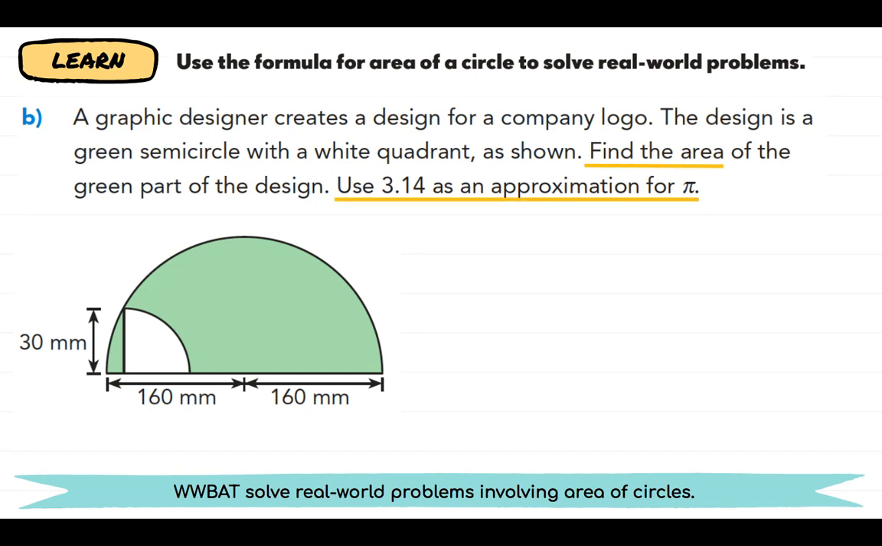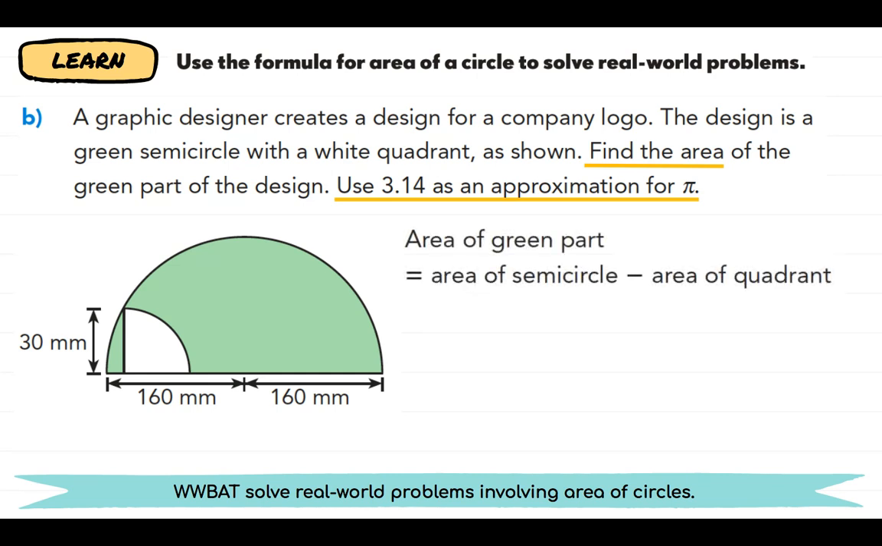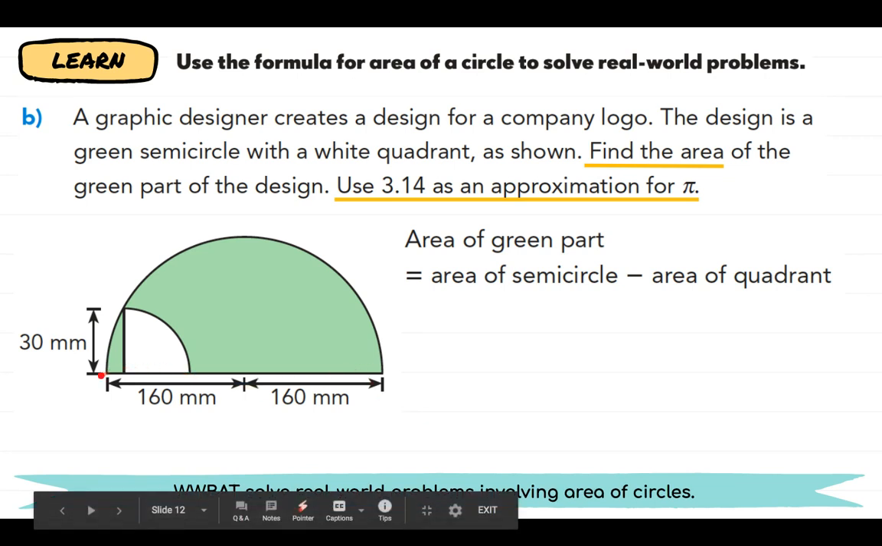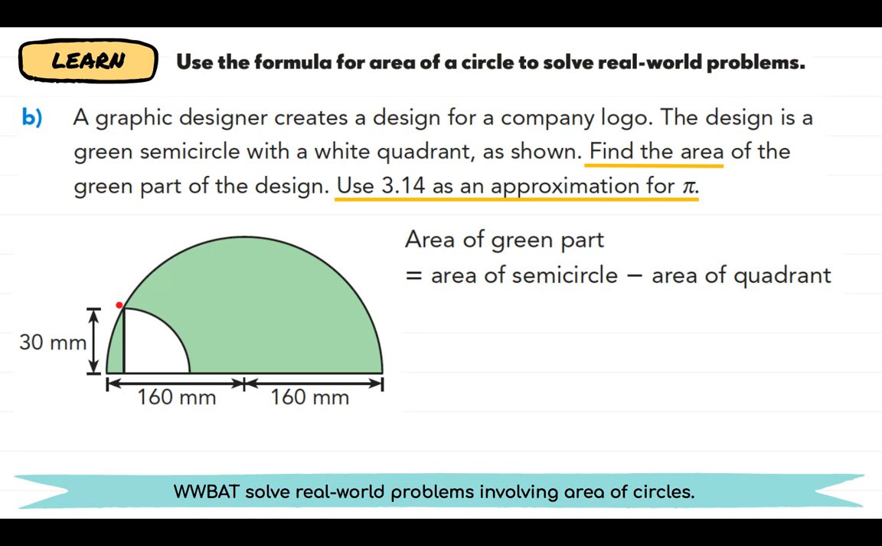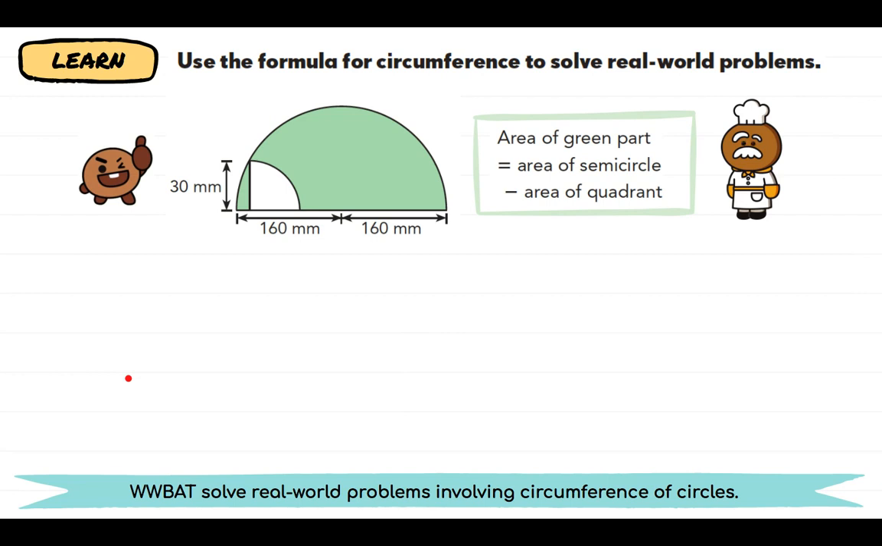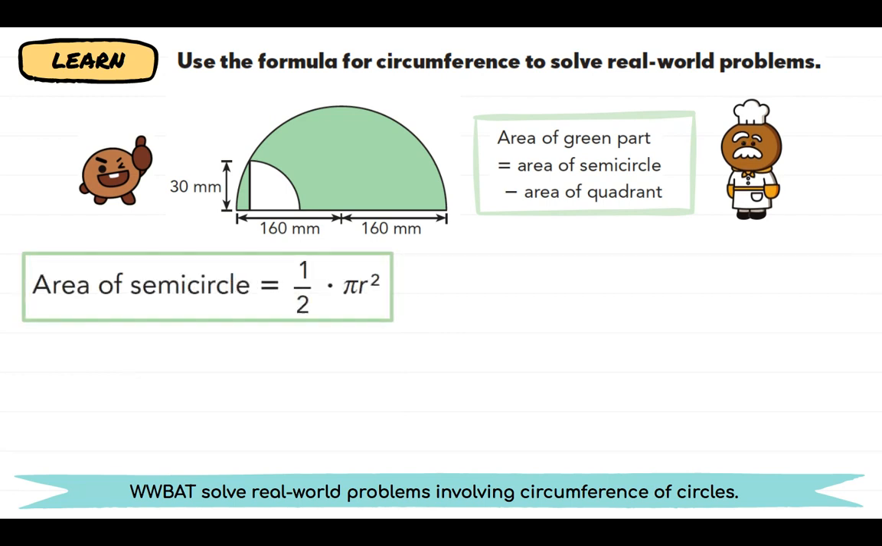Again, I noticed that they want you to find the area of the green part and they want you to use 3.14 as an approximation for pi instead of 22/7. Now, the area of the green part would be equivalent to the area of this semicircle minus the area of this quadrant, because this is an empty space, so you take it out. Let's look at how we can find the area of the semicircle.